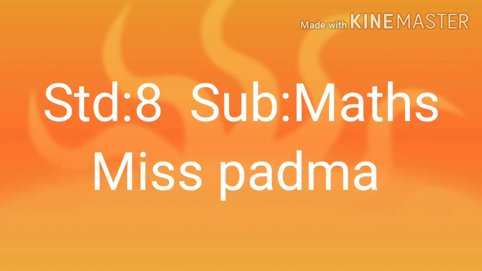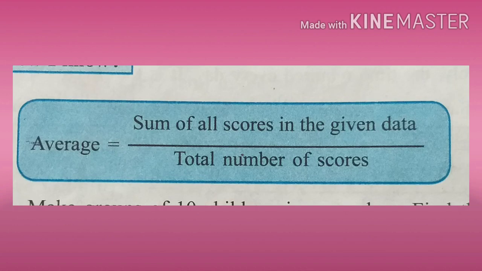Today we are going to learn Standard 8 Mathematics. Before starting the lesson, let us recall how to find the average. Here is the formula, children, to find the average: sum of all scores in the given data upon total number of scores. Score means, children, each number in the raw data. Okay, children, this is the formula you have learned in your 7th standard.